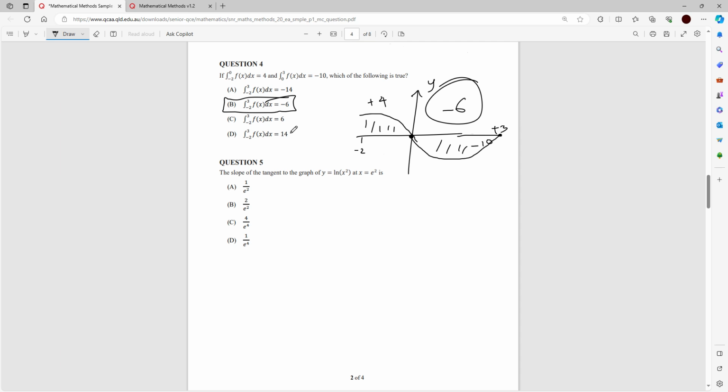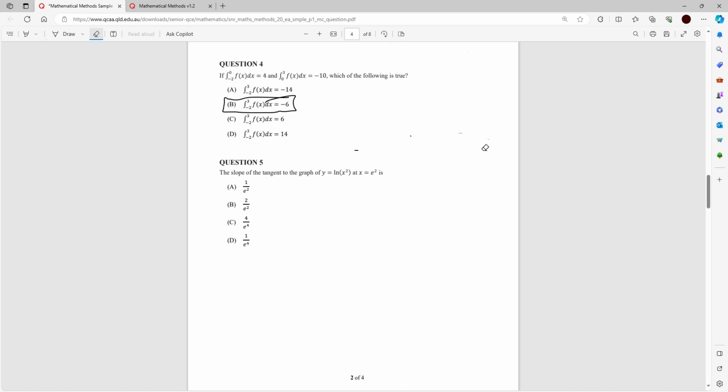But you've got to look for specific wording. So if they don't mention area, you just assume it's an integral, okay? Which is a different thing, okay? Oh, I didn't need to rub that out, but anyway. Right, so let's go down to question 5.